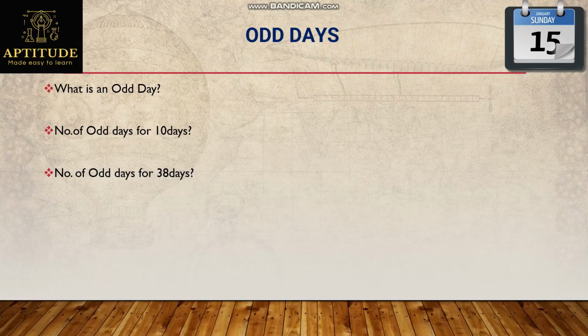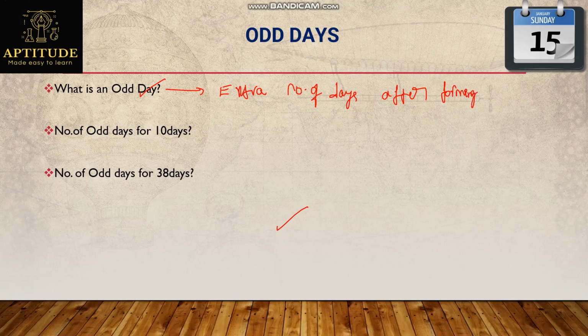See this. First of all, an odd day is nothing but the extra number of days. So what is this extra number of days? The days left over after forming a complete week, or some complete weeks, using a given number of days are nothing but odd days. For example, consider 10 days. I want to find out how many odd days are there. First of all, question yourself: how many complete weeks can I form using these 10 days?